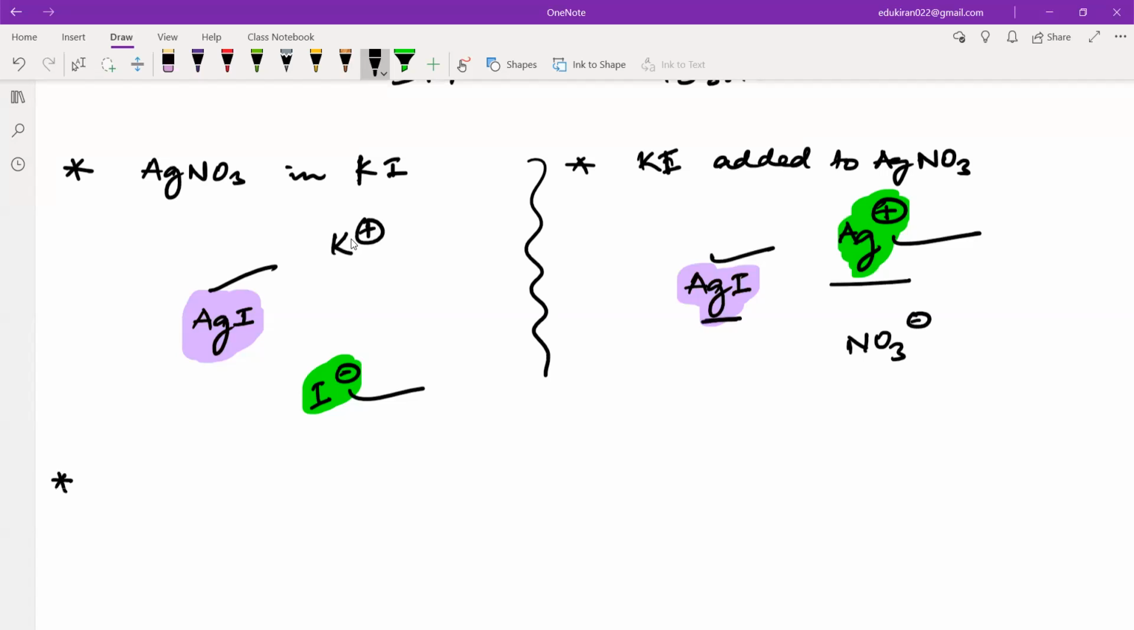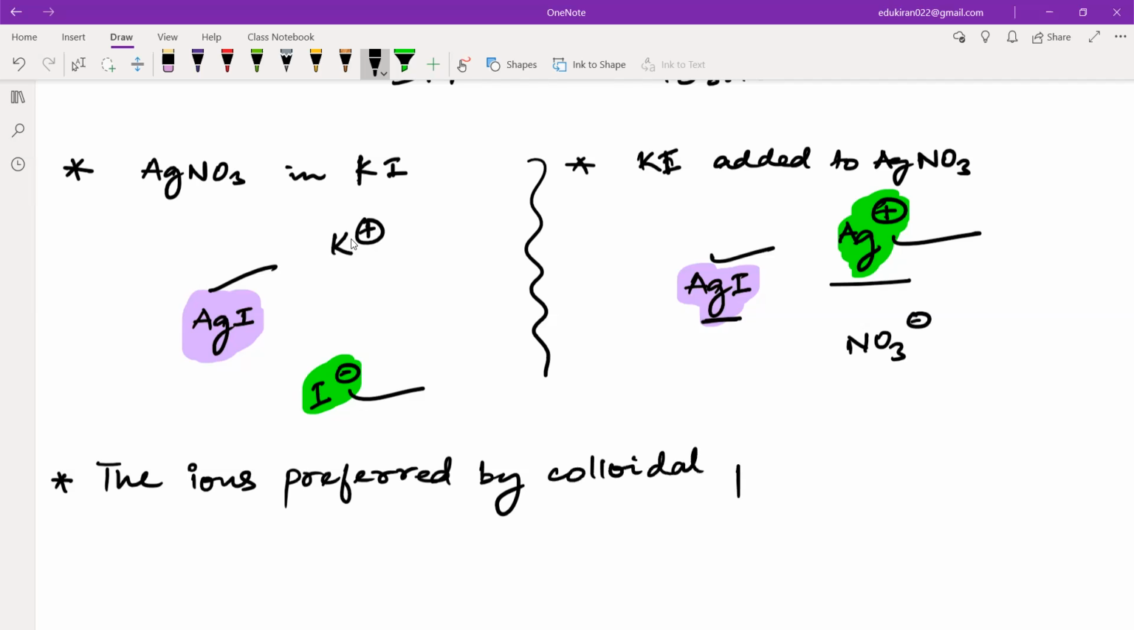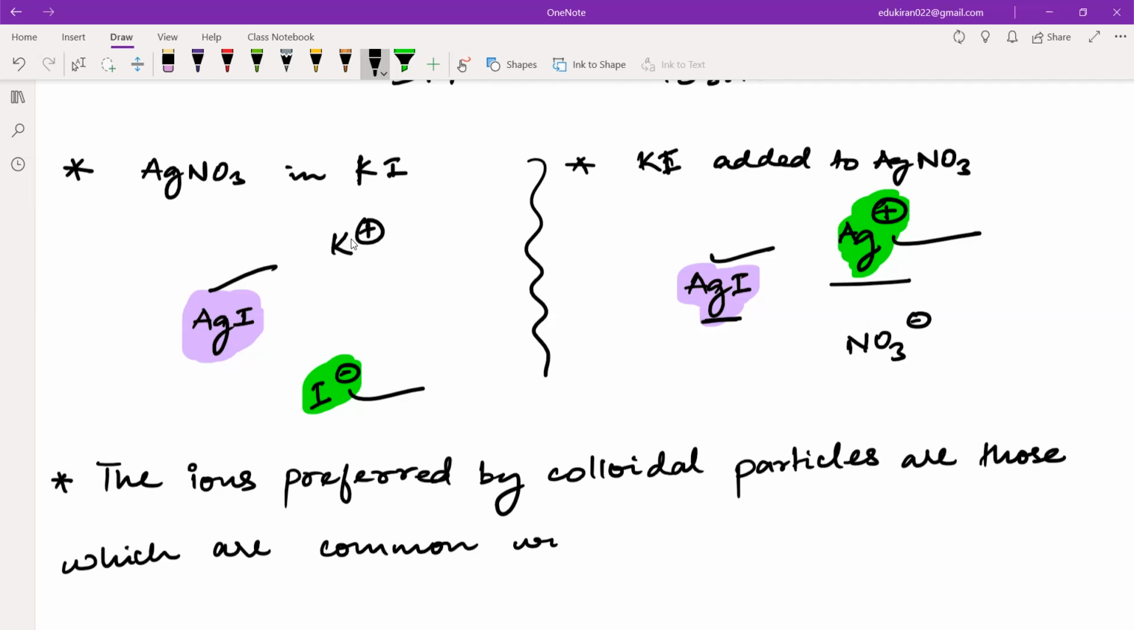So that is the point I want you to write. The ions preferred by colloidal particles are those which are common with their own lattice.